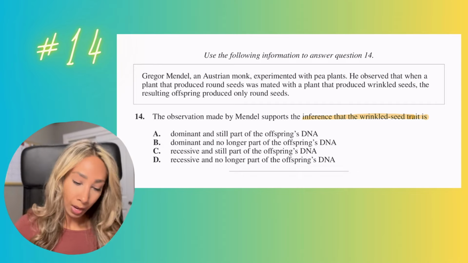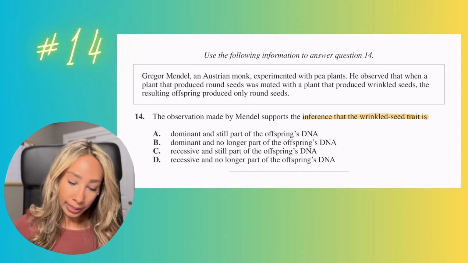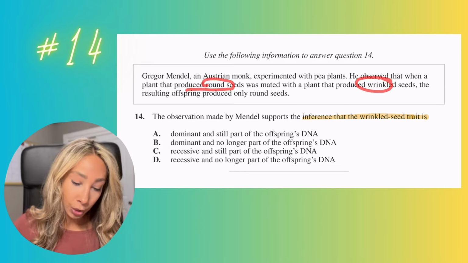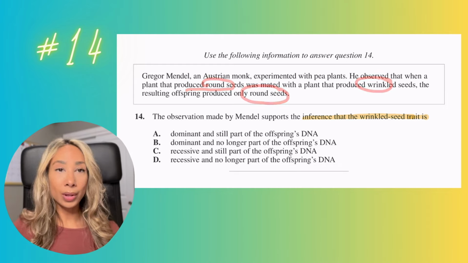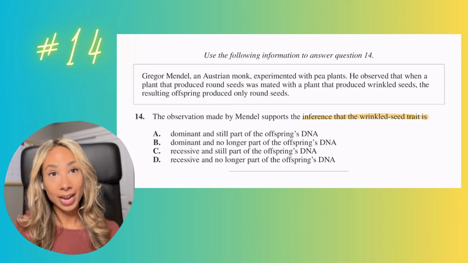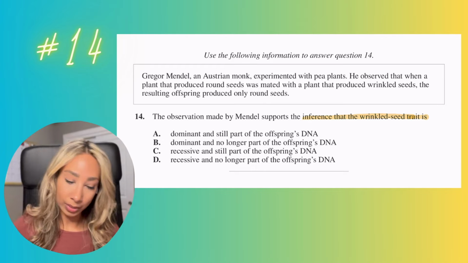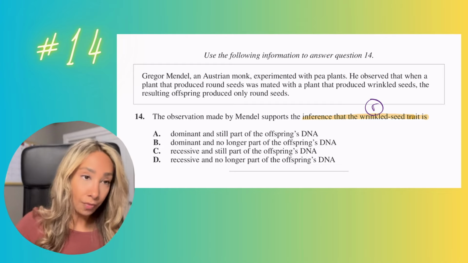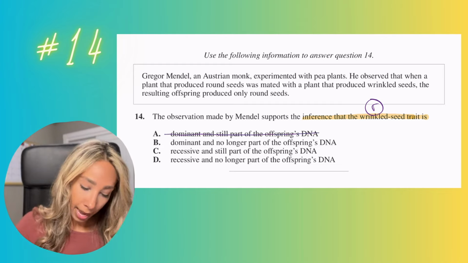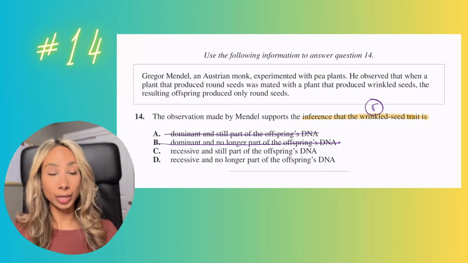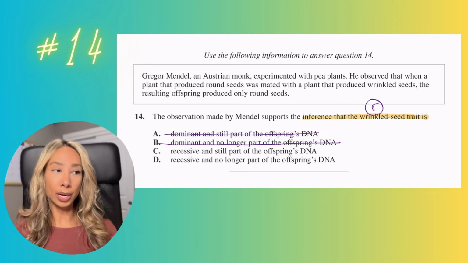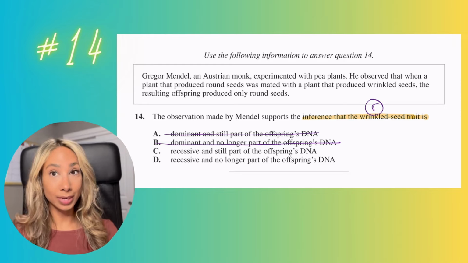What's happening with them? Well, let's go back and see what's happening. We're saying that when you mate a round seed and a wrinkled seed, you're only getting round seeds. Well, that means we're probably looking at recessives, in the sense that the wrinkled is going to be recessive because it's not showing up in this case here. So that means I can cross off options A and B. They're both talking about dominant traits. Now let's remind ourselves what a recessive trait is. A recessive trait is one that tends to show up if the dominant one isn't present.